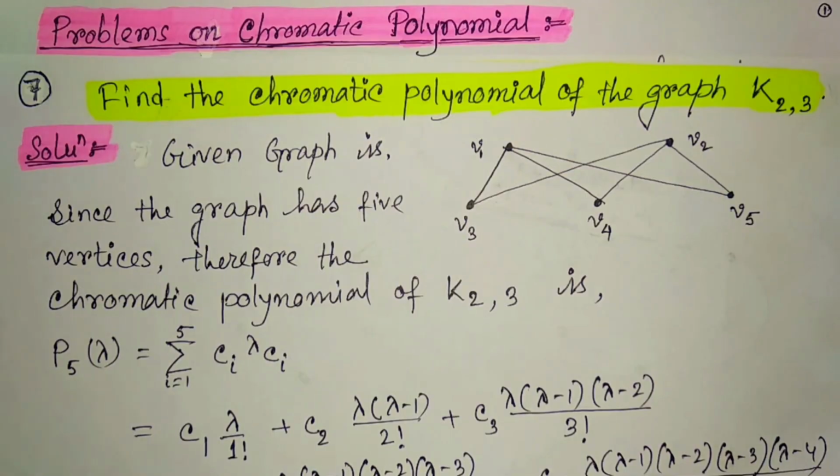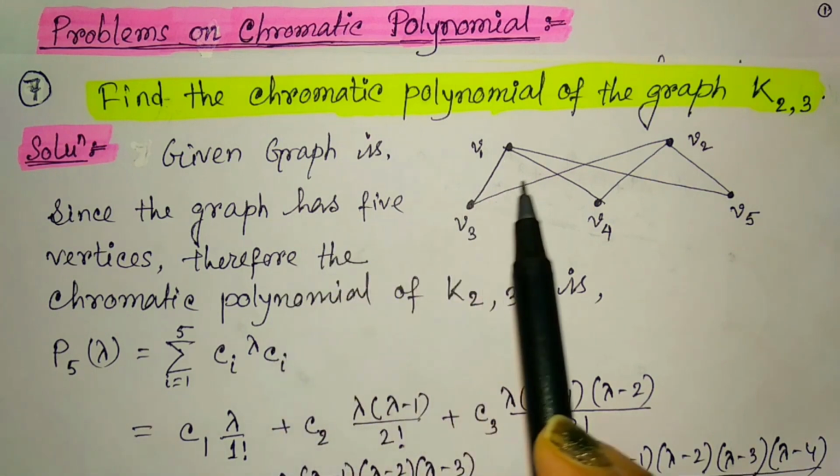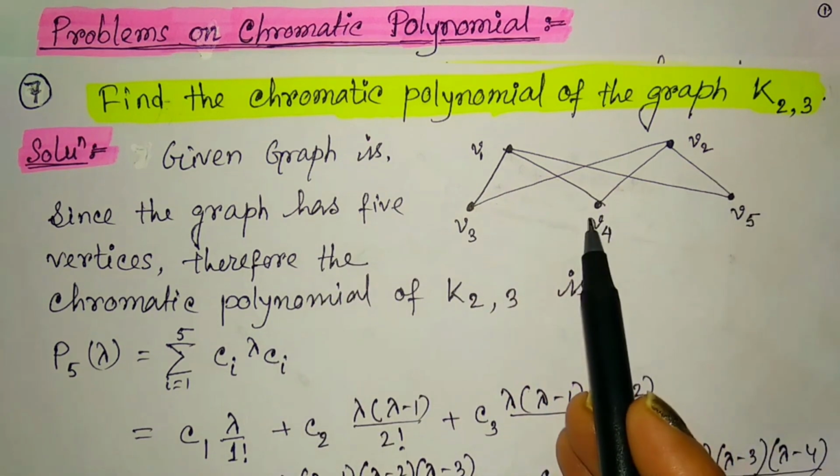In this video lecture, we are going to discuss some more problems on chromatic polynomial. Especially in this video, we are going to calculate the chromatic polynomial of a given graph using two different methods. One is the decomposition method, which we discussed in our previous lecture, and the other is the simple permutation and combination method. So now the first problem is given here. Find the chromatic polynomial of the given graph.